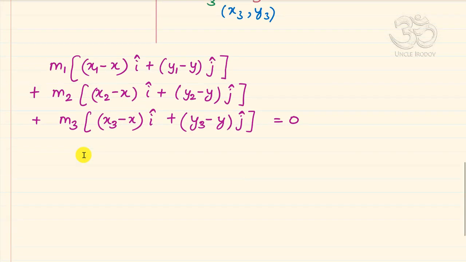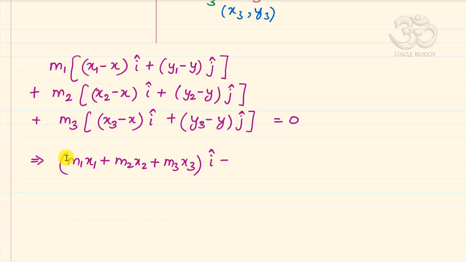And what you can do is you can club up these terms on the left hand side. So you can take m1 x1 here, m2 x2 here, and m3 x3 here, and they will have that i with them. So this will give you m1 x1 plus m2 x2 plus m3 x3 with i, and similarly for the y1, y2, y3 terms, so you will have m1 y1 plus m2 y2 plus m3 y3 with a j, and on the other side you can take these terms.